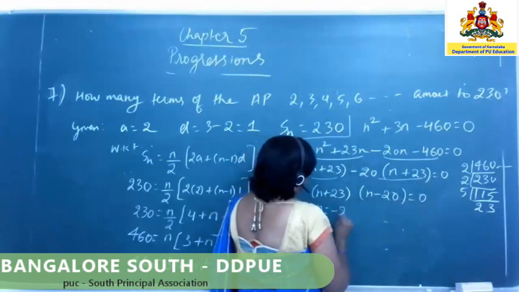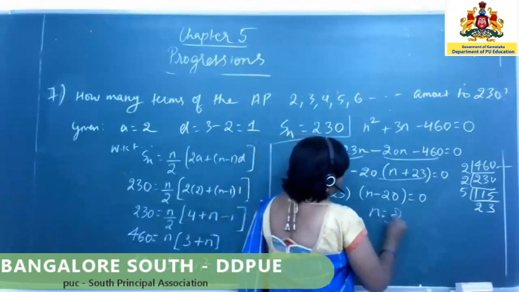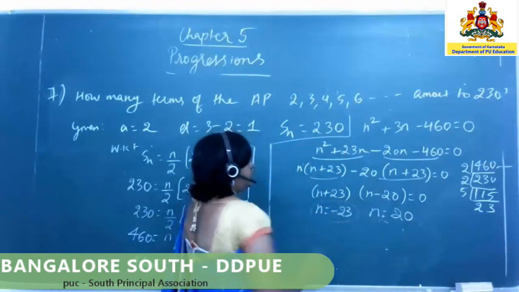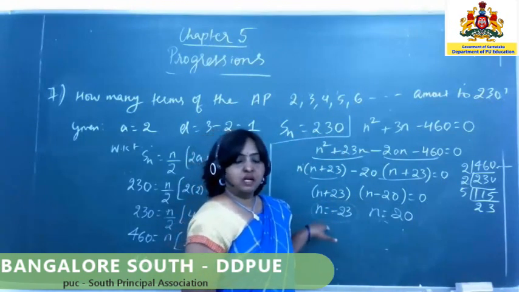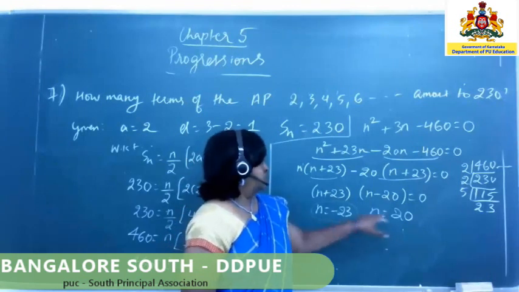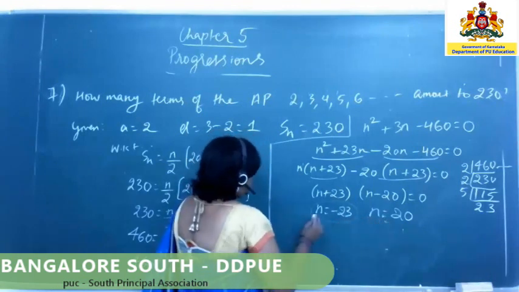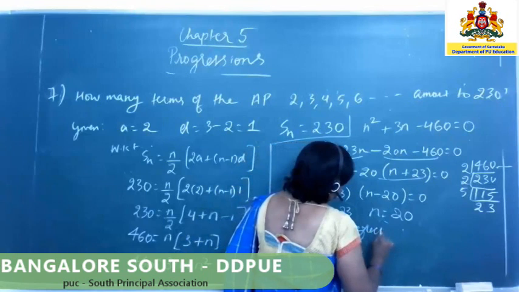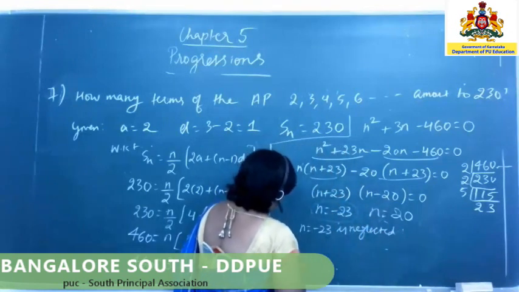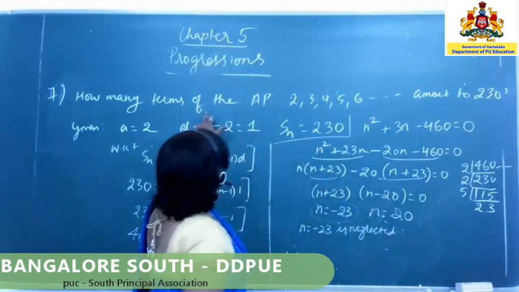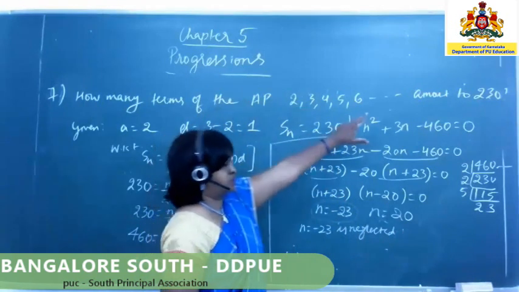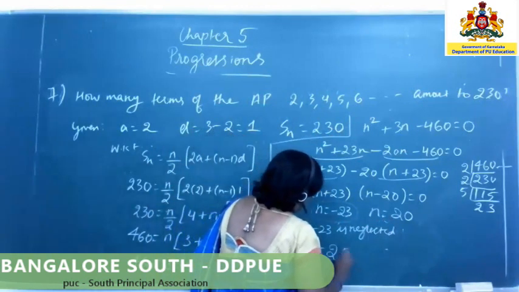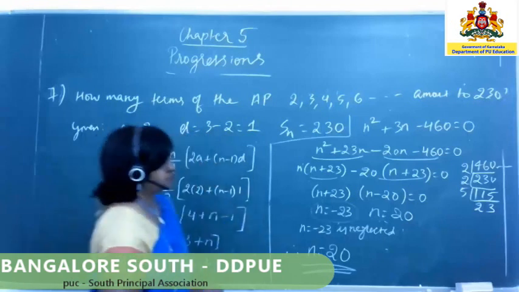n is equal to minus 23 and n is equal to 20. So n is equal to minus 23 is neglected because this is a negative number. So n can't be equal to a negative number or fraction. Therefore, n is equal to 20. Therefore, the number of terms which amounts to 230 is 20. So n is equal to 20 is the solution. Yes, make a note.